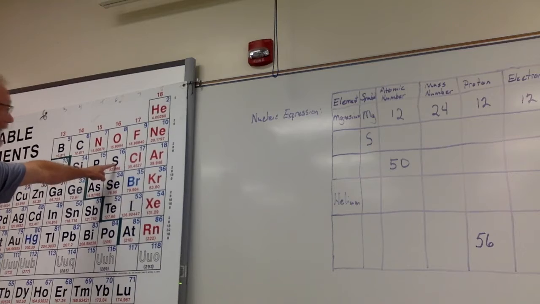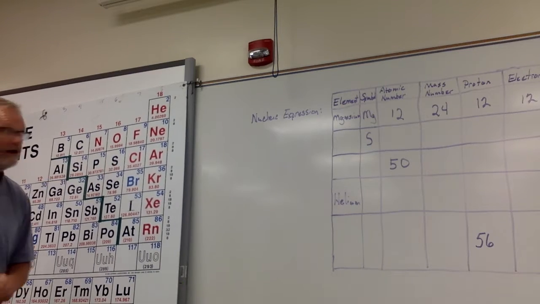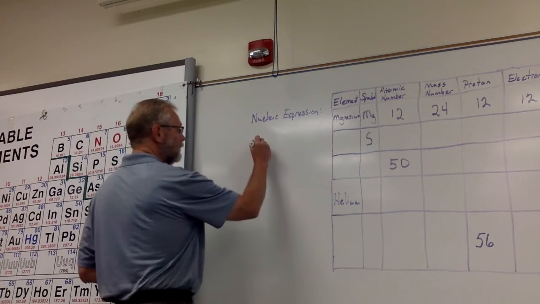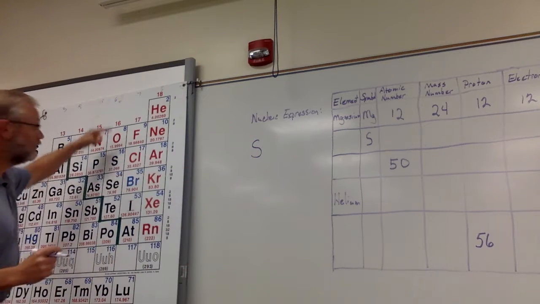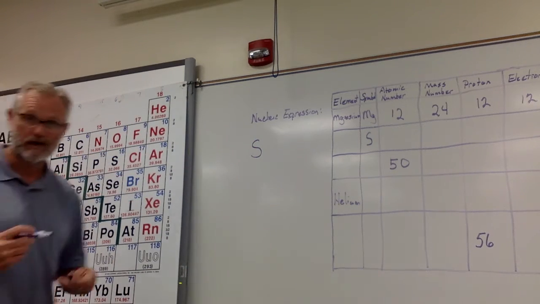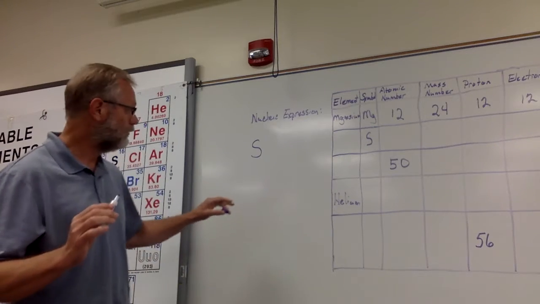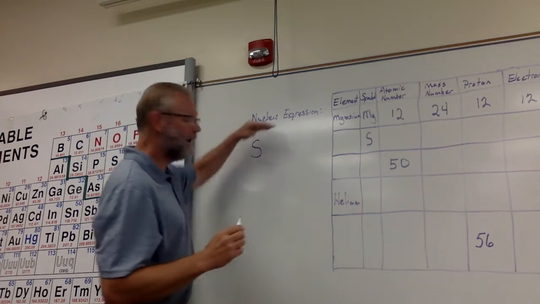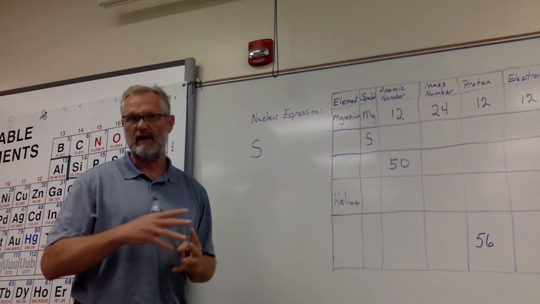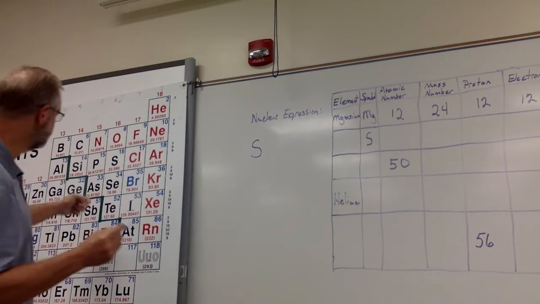S is on this side, and that is going to be sulfur. So I'm going to write its symbol down. Then I'm going to do its full nuclear expression. The key to this is you don't want to get in the habit of trying to fill the chart in before you have all the information. If you do that, you'll end up having some sort of a little mistake in it.